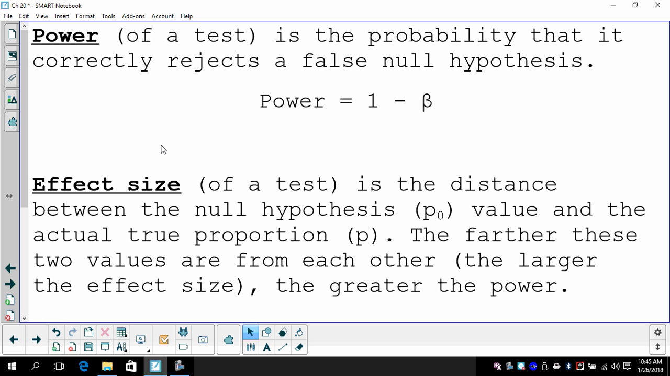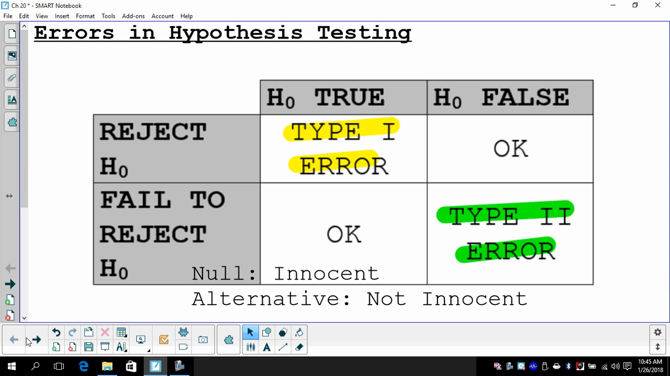We can talk about the power of a hypothesis test, and that's the probability that we correctly rejected a false null hypothesis. So take a second to stop writing. Let's go back here. If we reject a false null hypothesis, we're okay. If we fail to reject a false null hypothesis, we've created a type 2 error. So essentially, we're letting a guilty person walk free.